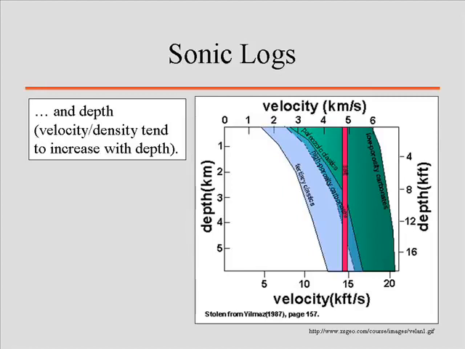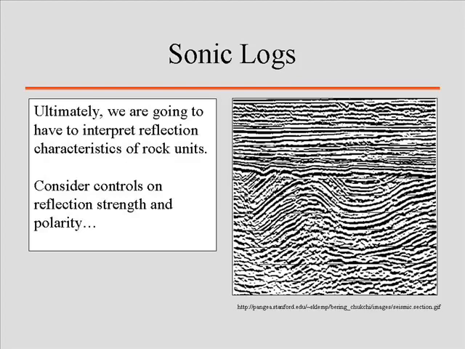Confining pressure, if you increase it, will increase the apparent density of the rocks you're dealing with, all with the exception of salt. Salt's fairly consistent in terms of its properties, which is why it's got this nice red line here. Everything else increases as you go down into deeper levels. And it's ultimately this that's going to allow us to start interpreting diagrams like this.